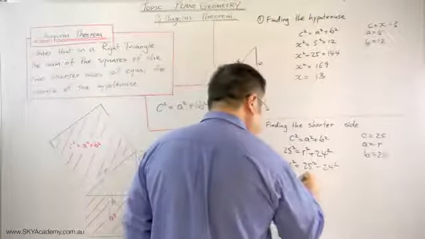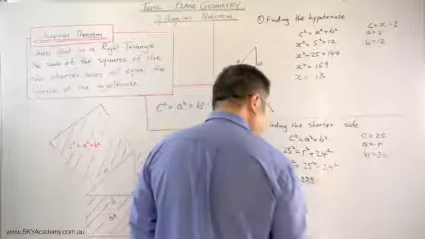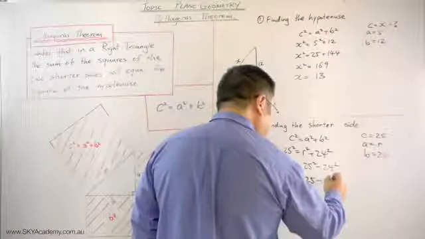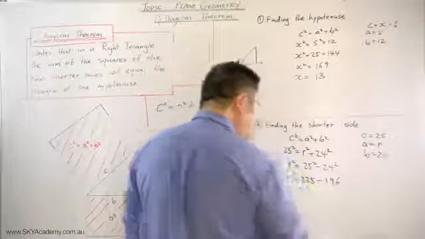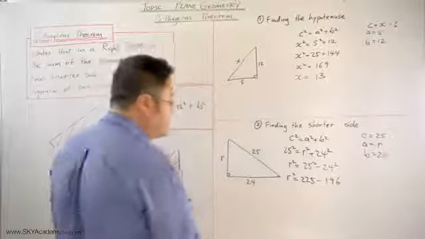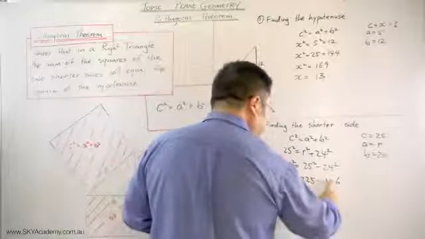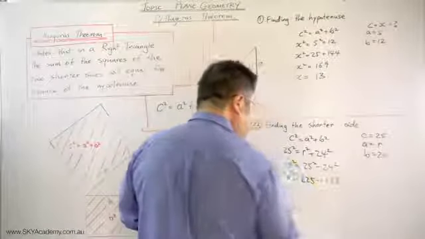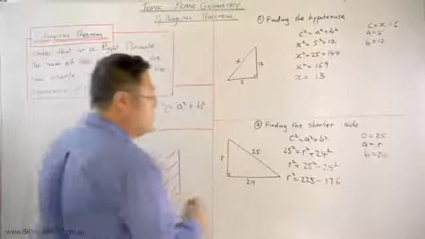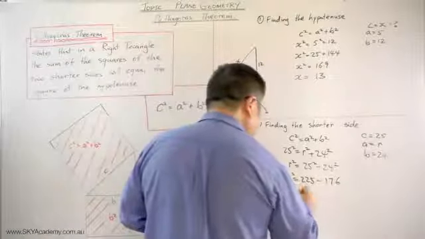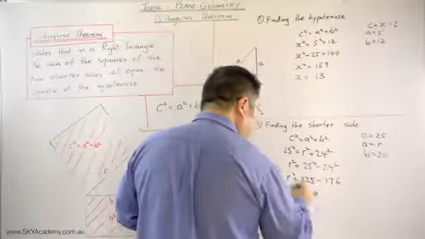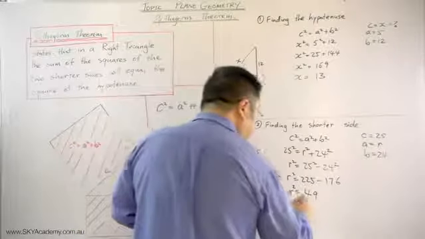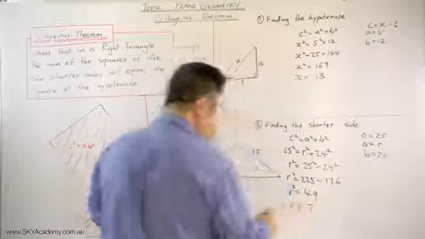R squared is equal to 225 minus 196, I think it is. Not 196, 176, I think it is. Yep, 176. Okay, cool. Now R squared will be equal to, minus that, 49. R is equal to 7.